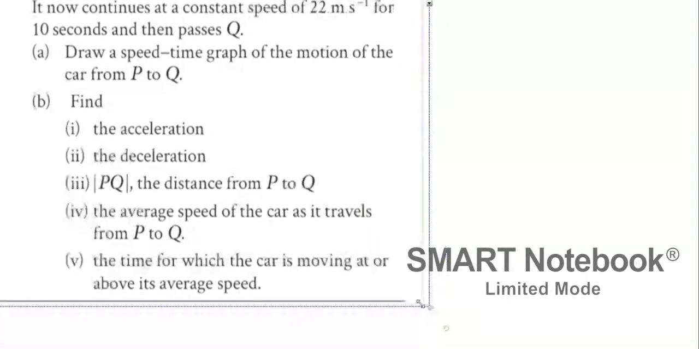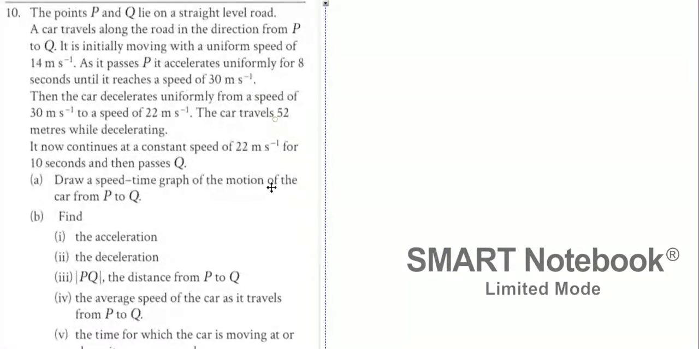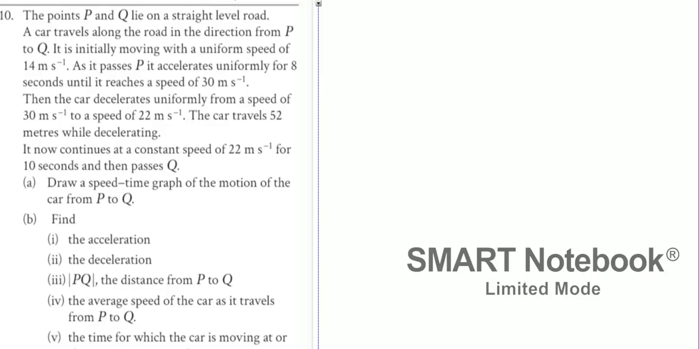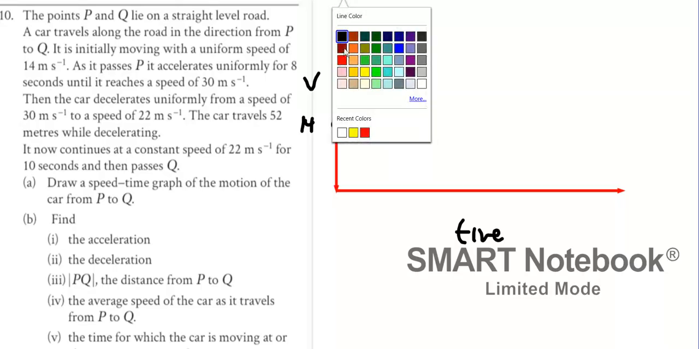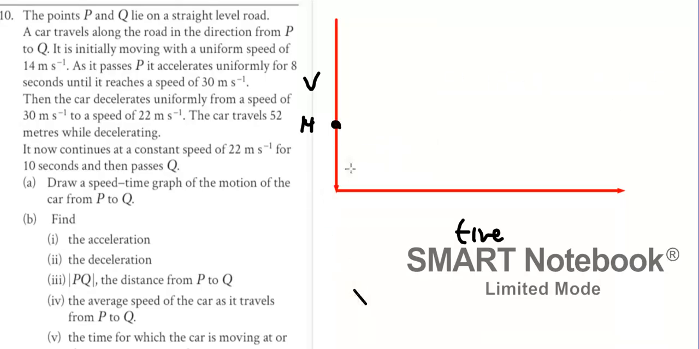Okay, so we're going to have to draw a diagram for this. We're going to draw the speed-time or velocity-time diagram first. So here we go. You can be velocity, you can be time. Let's begin. We start at 14 and it takes us 8 seconds to get up to 30. There you go. So that's 14 up to 30, okay?